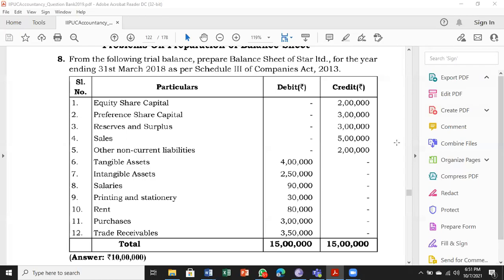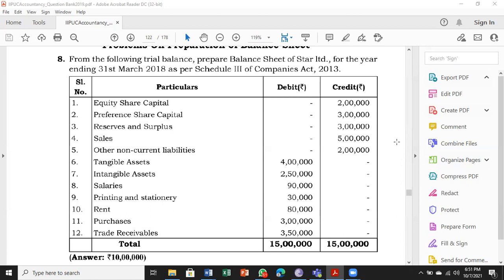Problem number 8. From the following trial balance, prepare the balance sheet of Star Limited for the year ending 31st March 2018 as per Schedule 3 of the Companies Act of 2013.